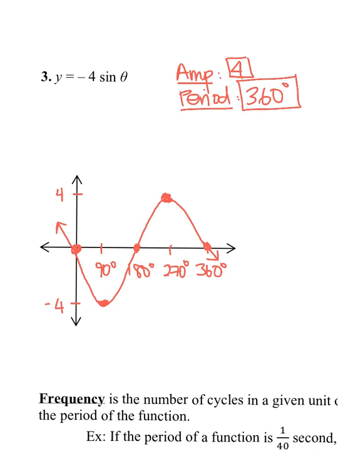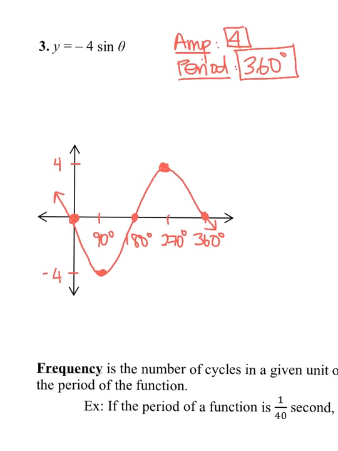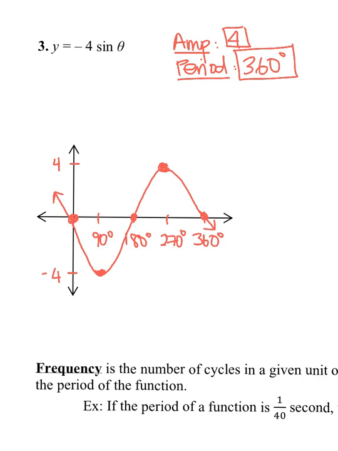All right, so the answer for number 3, the amplitude I got is 4, because remember amplitude is a measure of distance, so it's always positive, and a period of 360. Since there is no b, or b is just equal to 1, that doesn't change the original period. And then my graph, I'm just looking for those 5 key points on your graph.